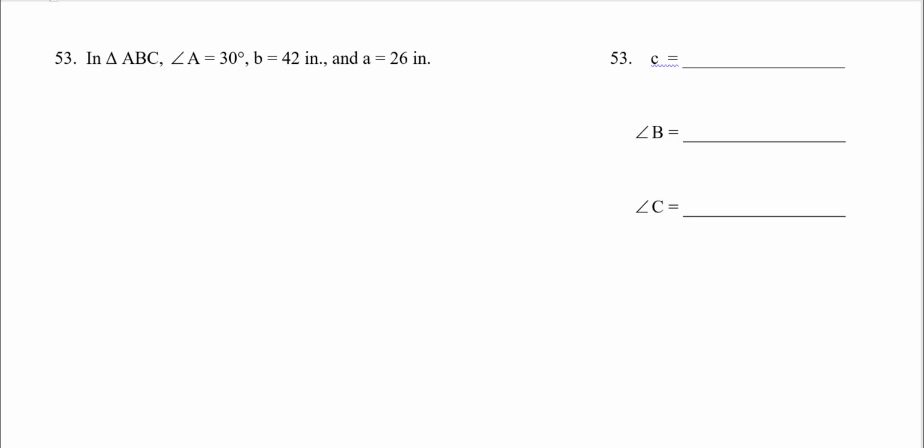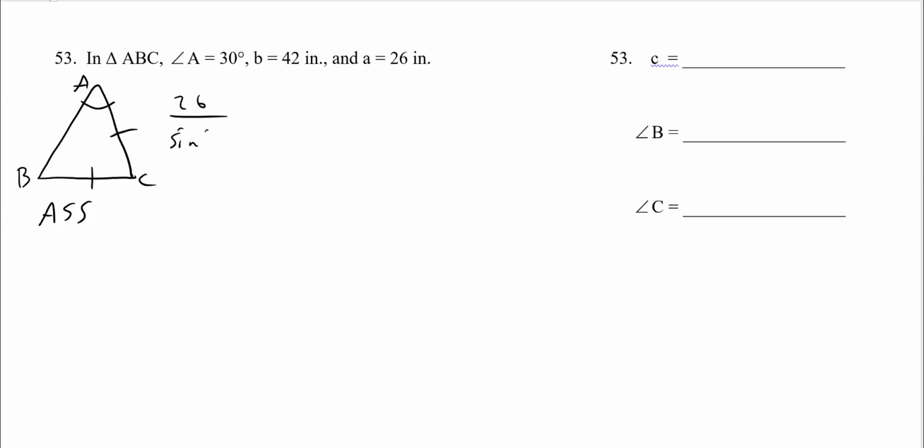Okay, let's move on to 53. Let's draw a picture. ABC. So angle A, side B, and side A. Oh, look at that. Brutal. Angle side, side. Hope your parents aren't watching this because they'll see that Mr. Griffiths is putting swear words on there and you're done with the videos. I'm just kidding. So it's angle side, side, the ambiguous case. The first thing we can find is angle B. So we have 26 over sine of 30 equals 42 over sine of B.